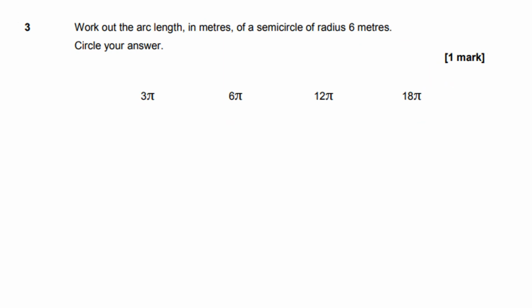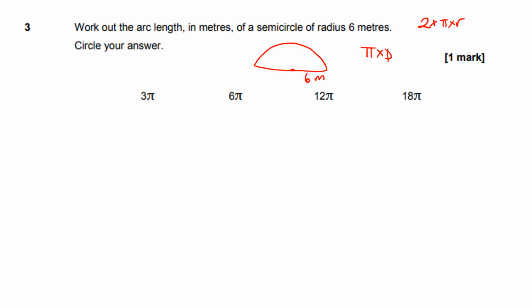Question number 3, work out the arc length in meters of a semicircle of radius 6 meters. We are going to need to visualize what a semicircle is. Let me just draw it again properly. So this is going to be our semicircle. We know that the radius is going to be 6 meters. This is the exact same thing as finding the circumference of a circle really, but then you're just looking for half of that. So the circumference of a circle is pi times the diameter, or you can just remember it as 2 times pi times the radius, because 2 times radius is going to give you diameter.